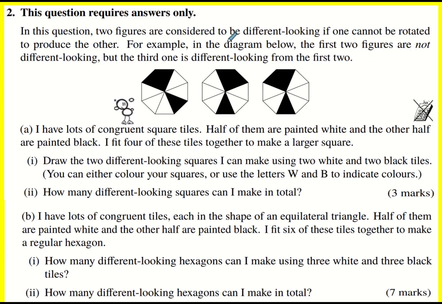We're told in this question that two figures are considered to be different looking if one cannot be rotated to produce the other. For example, this one and this one, we've just rotated it slightly. They're exactly the same. However, the first and the third one, you can see the kite has stayed in the same place, but the triangle has moved. So there's no way I could rotate that to give that. And they're different looking, as the second one and the third one would be as well. So that's what we're going to be investigating.